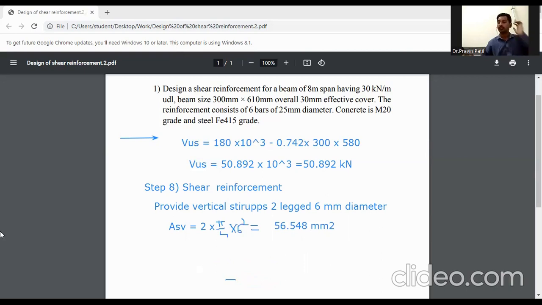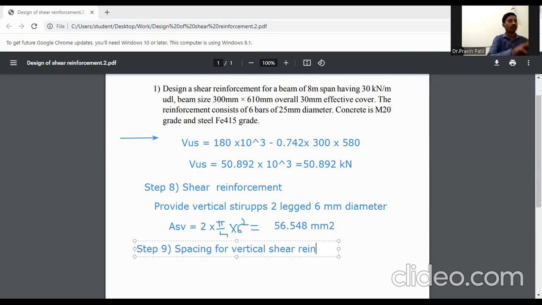Now step number 9, spacing for vertical shear reinforcement. Select the least from the following.